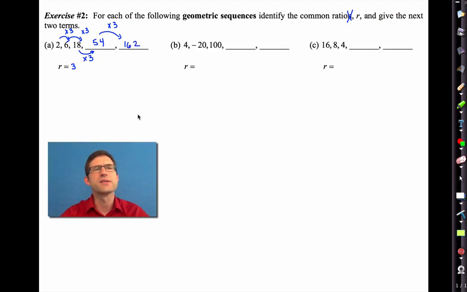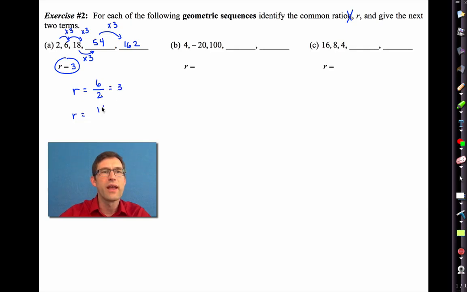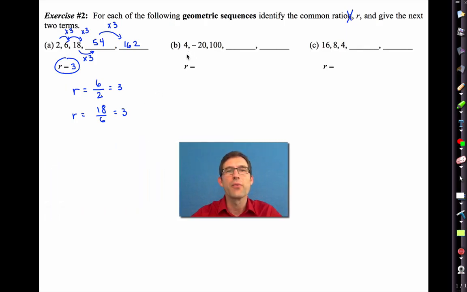Now that one's pretty easy because it's pretty obvious that you do 2 times 3 to get 6, and you do 6 times 3 to get 18. But if you're ever curious about what that r is, the way to find it is to always divide two successive terms. So if I do 6 divided by 2, I'd get 3. Or if I do 18 divided by 6, I'd get 3, right? That's the way you can always find that ratio. So for instance, in this problem, if I want to figure out what I have to multiply by, if it's not obvious, I would do negative 20 divided by 4, and that would give me the common ratio as negative 5.